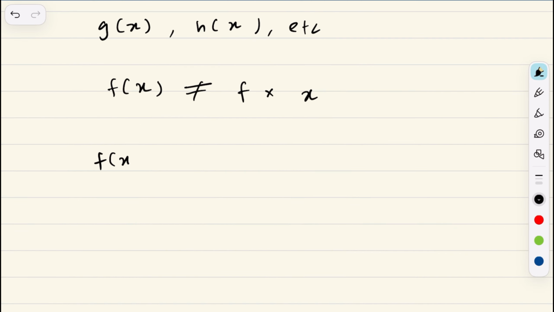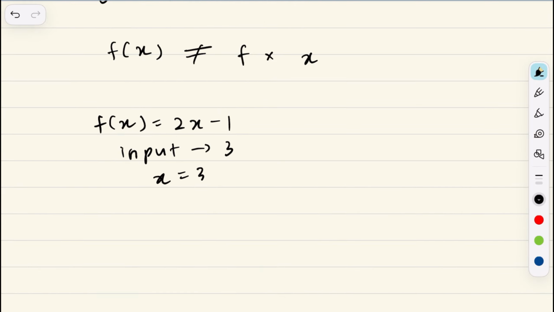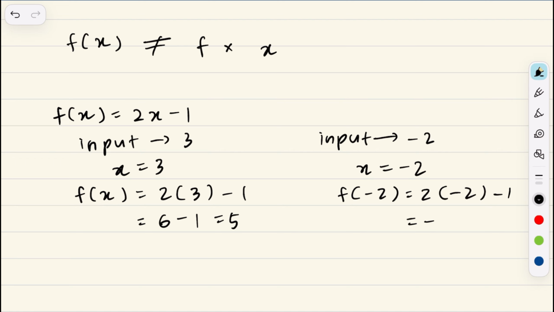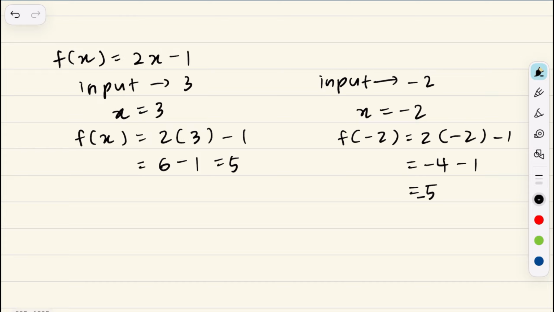For example, if you have f of x equals 2x minus 1, and let's say our first input is 3, that means x is equal to 3. So f of 3 equals 2 times 3 minus 1. 6 minus 1 gives us 5. And when our input is negative 2, f of negative 2 equals 2 times negative 2 minus 1. Negative 4 minus 1 gives us negative 5. So this is an example of a function.